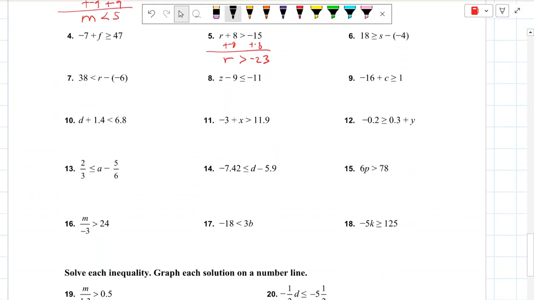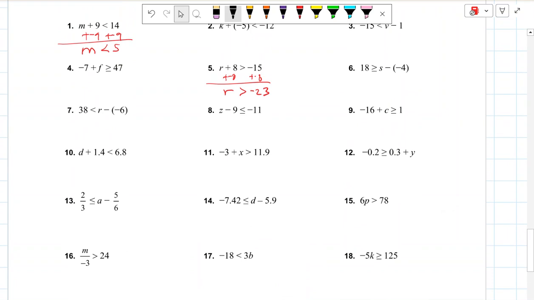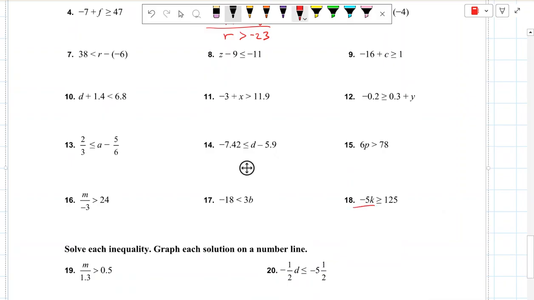Let's find one reversal that is odd. Looking around. I don't see any. I see some evens that are reversals. So let's do an even that's a reversal. 18. We'll divide by -5 on both sides. And since we're dividing by a negative on both sides, we're going to reverse that sign, and that's going to be -18. 25. And that's a reversal moment.